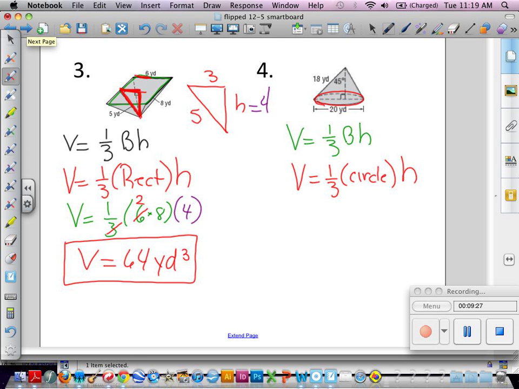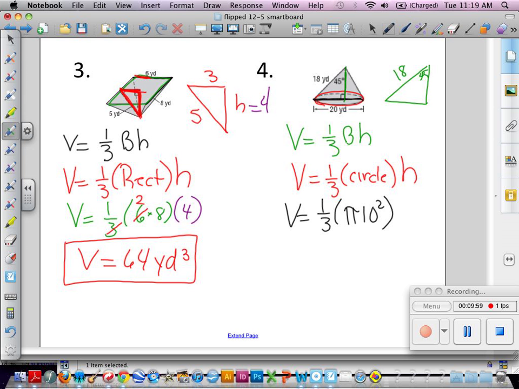So if you're going to do the area of your circle, you're going to need to do pi r squared. So volume equals 1/3. The area of the circle is pi. The diameter is 20, so my radius is going to be 10 squared. And then I'm going to need to find the height of this. Do you see right here? There's my height. So I'm going to pull out my triangle. This is 18, that angle's 45, this angle's 45, and then I'm looking for the height.